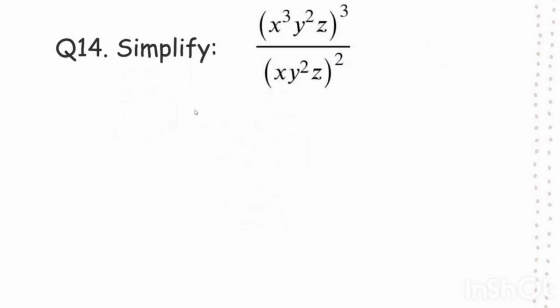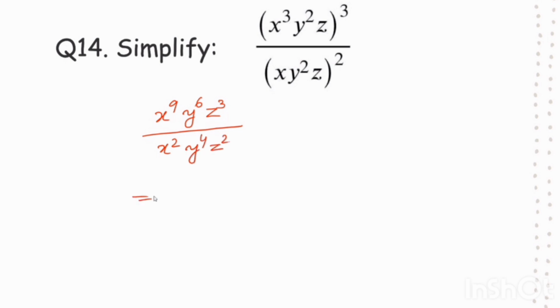Now we have to simplify this one. Here the cube of this total expression is there, and the square of this expression is there. Now we can directly write x raised to the power 3 squared, that means 9, y raised to the power 2 into 3, 6, and z raised to the power 3, upon x squared, y to the 4, and z squared.